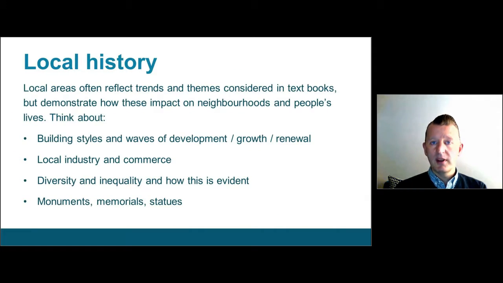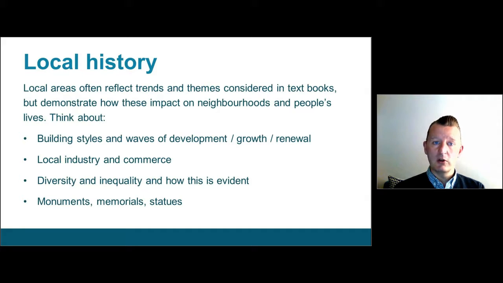So another thing we might do when we're thinking about a site to visit is to use sites as a form of local history learning. So local areas often reflect trends and themes considered in textbooks. Textbooks often are very good at illustrating the big national picture, but local history is a useful way to think about how this impacts on individual people's lives. So we can think about learning from the textbooks of the big picture and then looking in our neighbourhoods to get some clues as to how this panned out in people's lives and in our local districts.